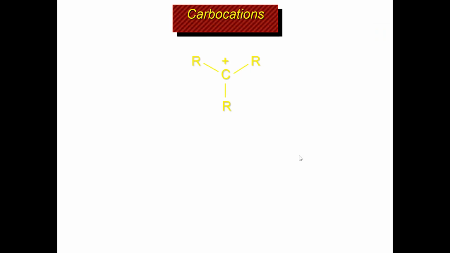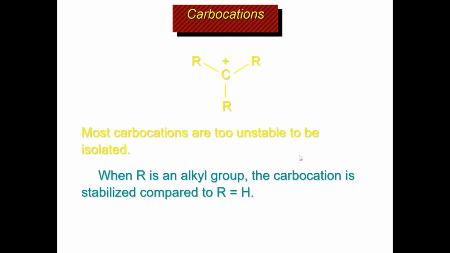Carbocations, as they are highly electron deficient, are highly unstable. Immediately when they get a chance, they react and give rise to a stable form. Carbocations are so unstable that they cannot be isolated at all. As they are so unstable, they are equally reactive. When R is an alkyl group, the carbocation gets stabilized.